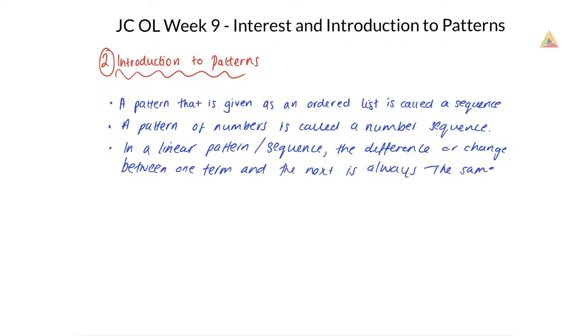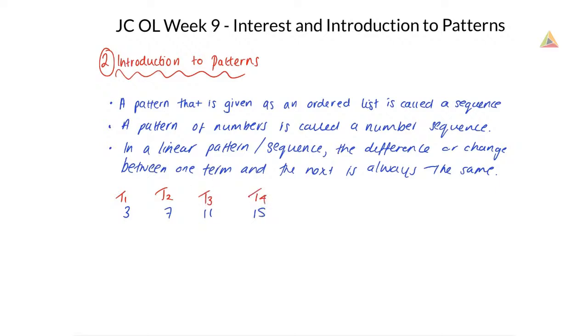Okay, so I'm going to go through a couple of examples of that. So if we were given the sequence 3, 7, 11 and 15. So I'm going to label these. I'm going to call this term 1, so T1. I'm going to call this term 2. I'm going to call this term 3. And I'm going to call this term 4. So you've got 4 terms there.